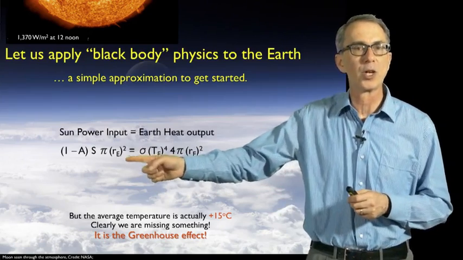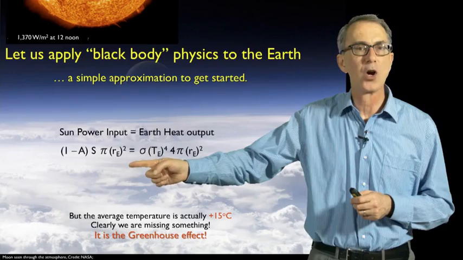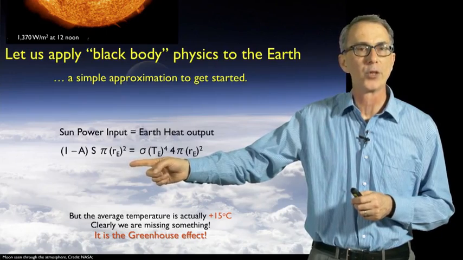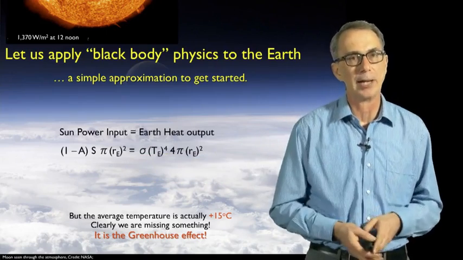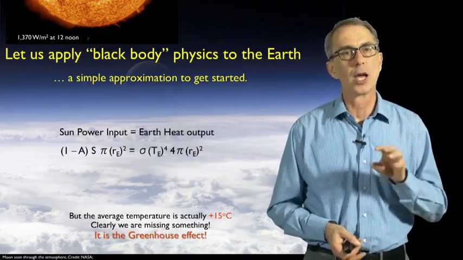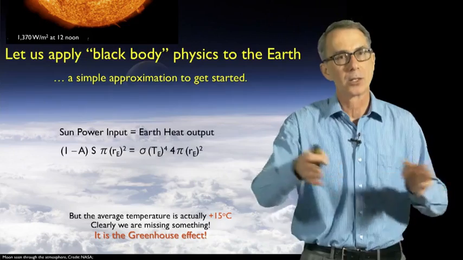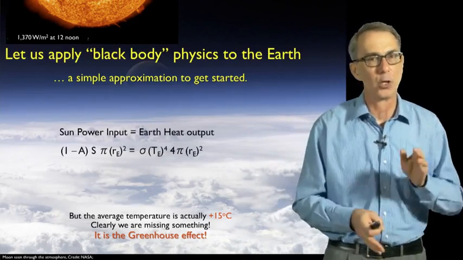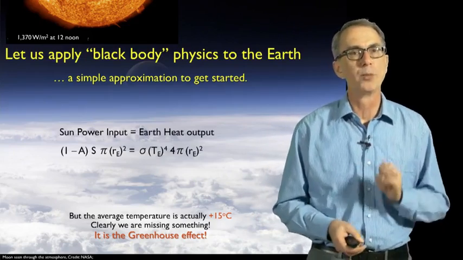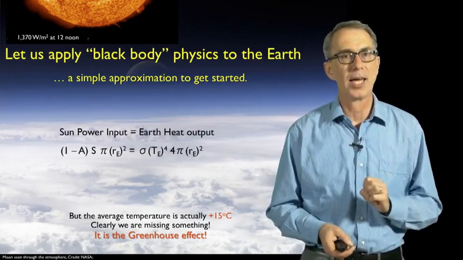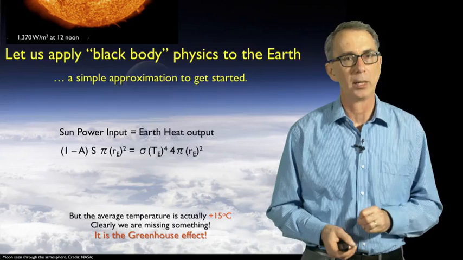And so if we look at this equation here, it's pi times the radius of the Earth squared. That's the cross-sectional area. So that's the total amount of sunlight from the solar beam at the distance of the Earth from the sun, which will be absorbed by the Earth. 1 minus A times S times pi r squared.